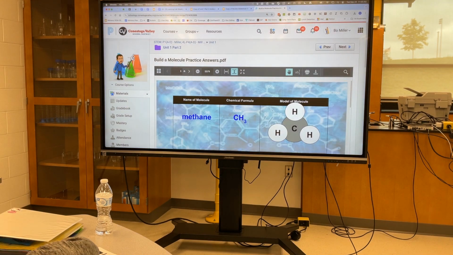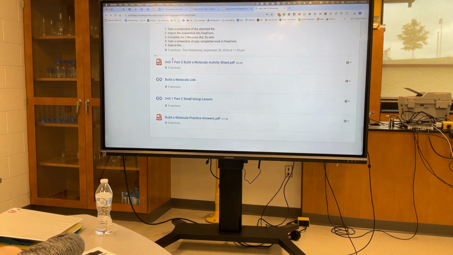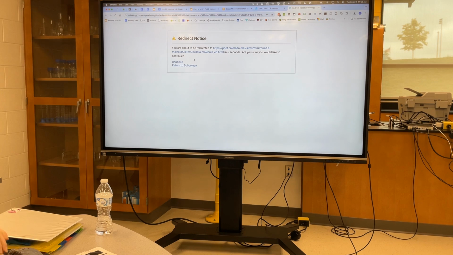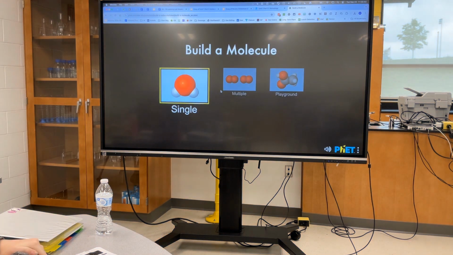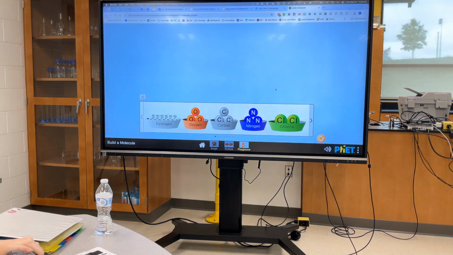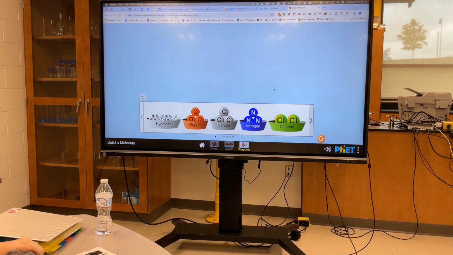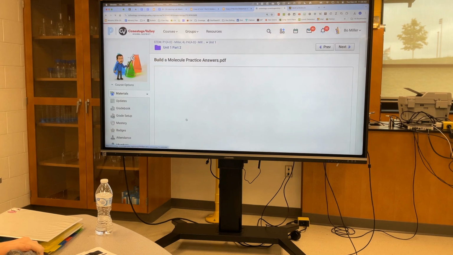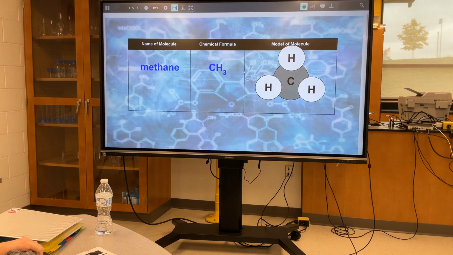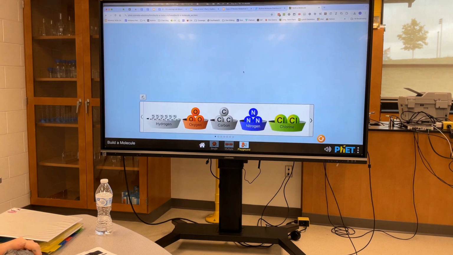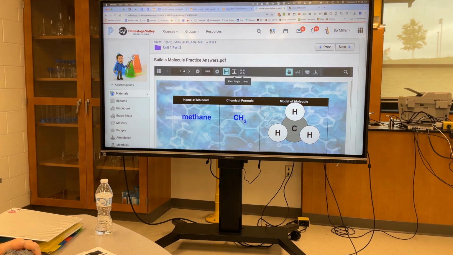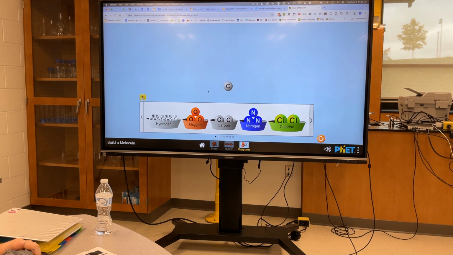The other thing I want you to see is that the Build a Molecule link is still there. So I encourage you to go to Build a Molecule on your iPad, and go to the playground. And then what I would do, if I were you, is I would open this up, and I'd say, okay, the first one is methane. Let me build a methane. And methane is CH3. And it should tell you it's methane.